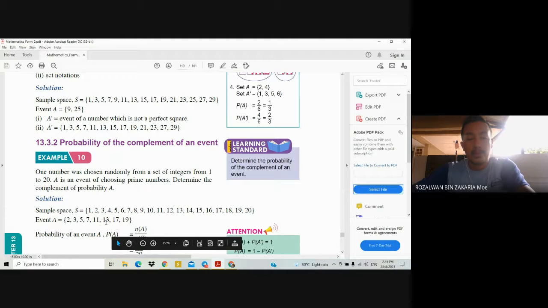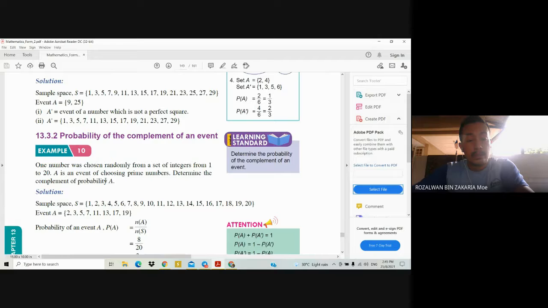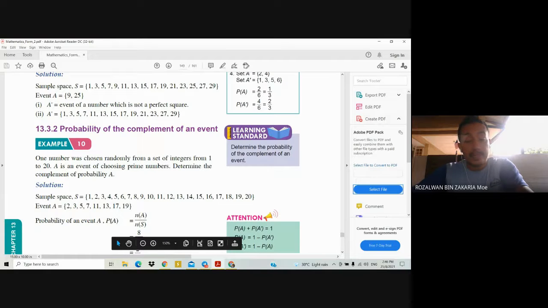Okay, next, what to do? The question asks you to determine the complement of the probability A. After you list the elements for the event A like this, you have to find the probability of the event A. Capital P in bracket capital A means the probability of the event A. This is the formula to find it: n(A), the number of elements in the event A, divided by the number of elements in the sample space.